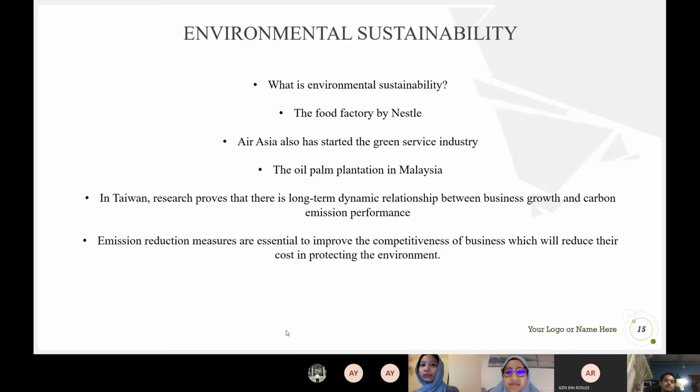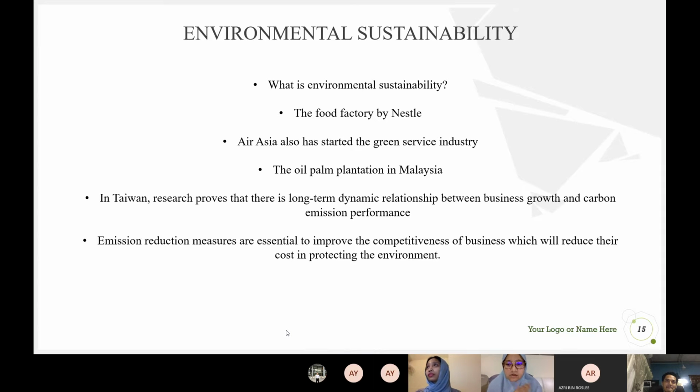I'm Camelia and I'll be presenting on environmental sustainability. So what is environmental sustainability? It is defined as a responsibility to conserve the natural resources for future generations' needs through interacting with the planet. Environmental sustainability is an action to ensure that future generations have the natural resources available to survive.